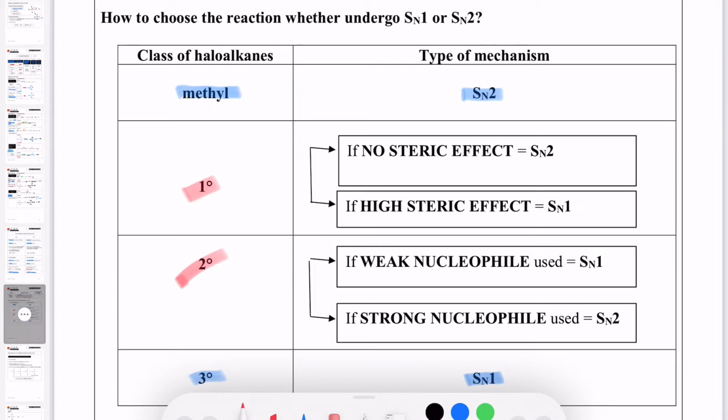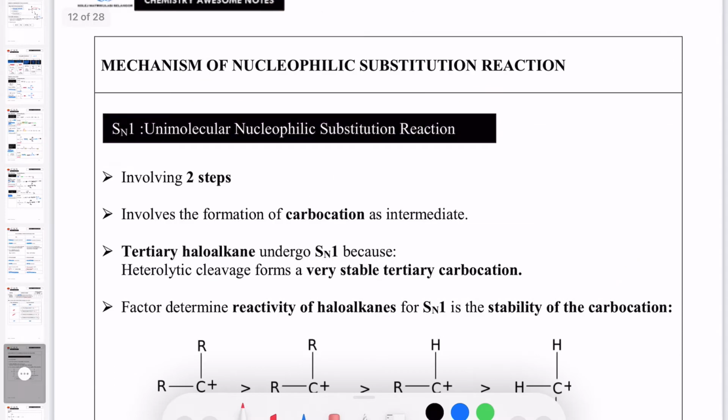If no steric effect, it will undergo SN2. But if it's high steric effect, then it will undergo SN1. So I will explain to you what is steric effect later. For secondary, it depends on the type of nucleophile that you're going to use. If you use the weak nucleophile, then it will undergo SN1. But if you use the strong nucleophile, it will undergo SN2. Okay? So, madam, tadi tu explanation sahaja untuk bagi awak nampak.